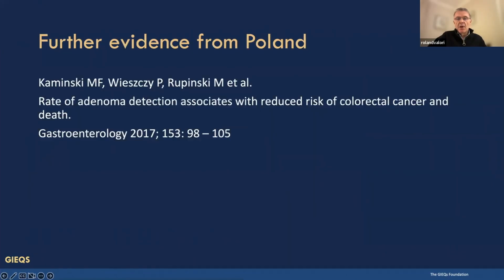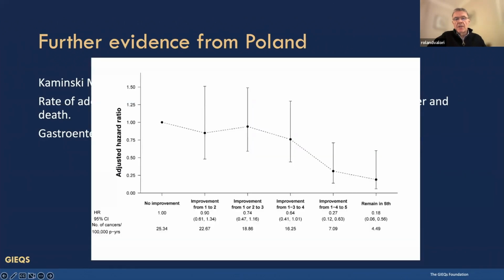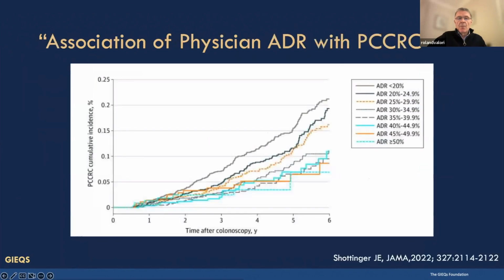So we then go back to Poland. Next slide. And these authors confirmed this association between risk and adenoma detection, so better adenoma detection in the right-hand scale. Next slide. And then we hop back to California. Basically this study, which was reported last year in JAMA, extended the study of Corley from 2014. It was a much bigger study, and it was for Kaiser Permanente in both the north and south of California.